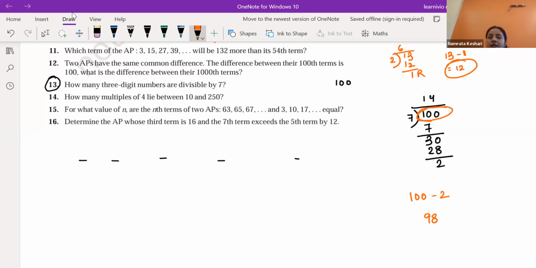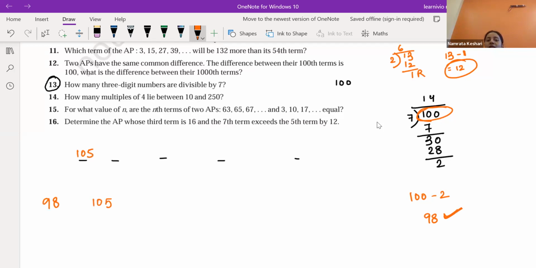So 100 is the first 3-digit number. We divide it by 7, and we have 2 extra in 100. We did 100 minus 2, we got 98. Now we don't have to check. We know 98 is completely divisible by 7. But we need a 3-digit number. Nearest to 100 we have 98, which is divisible by 7. The next number divisible by 7 will be 98 plus 7, right? That means 105. From here your AP will start, 105.